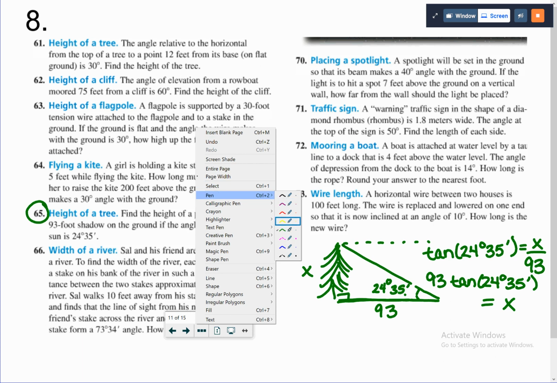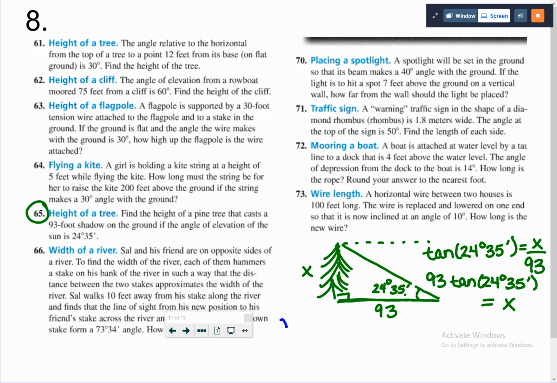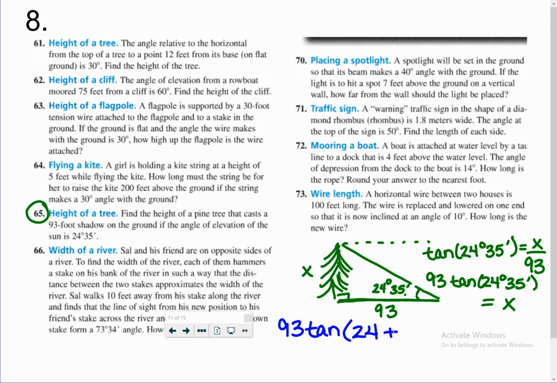Here's how I would type this in. I would type in 93 tangent, and then in my parentheses, 24 plus, now remember 35 minutes is 35/60ths. So that's what I'm typing in, and I'm just going to put another parentheses there, 35 over 60, and then end both parentheses. Does that make sense? Okay, so you don't even need to mess with decimals or reducing fractions or anything. Just type it in as exactly what it means.